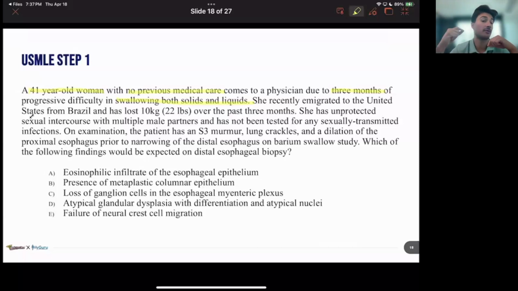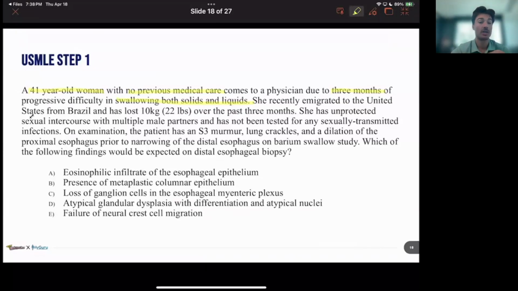Think about if there's a problem with solids only, then we're more thinking of a mechanical or obstructive thing, like a stricture or a web. If we're thinking liquids only, perhaps that's more neurological in nature, something like a stroke or something of that domain. But if we're thinking both solids and liquids, maybe we're thinking a malignancy. Maybe we're thinking achalasia, beautiful, Ahmed. Maybe we're thinking esophageal spasm or scleroderma, one of those.